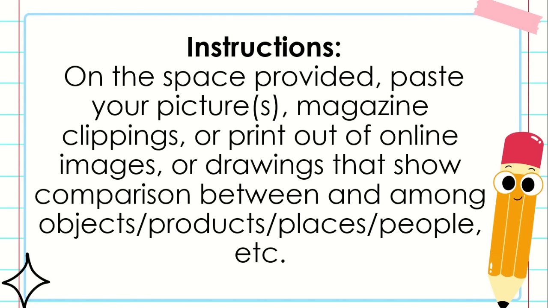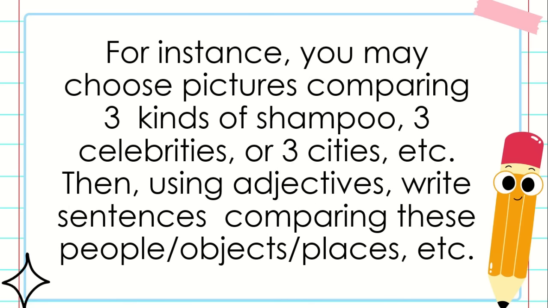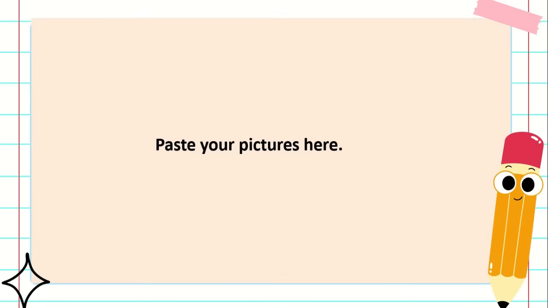Instructions. On the space provided, paste your pictures, magazine clippings, or print out of online images or drawings that show comparison between and among objects or products, places or people, and etc. For instance, you may choose pictures comparing 3 kinds of shampoo, 3 celebrities, or 3 cities, etc. Then, using adjectives, write sentences comparing these people or objects or places. Paste your pictures here.